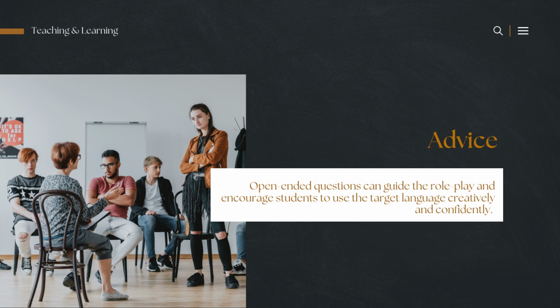Using role playing can really help you to immerse your students in real life situations where they have to think on their feet. Your open ended questions then guide that role playing. They encourage the students to use their target language effectively and creatively. They get to be more confident. Then provide some feedback on both their language use and their problem solving skills.